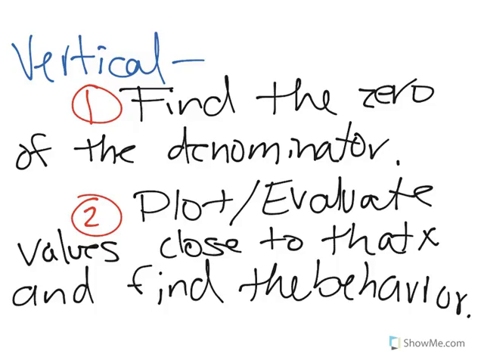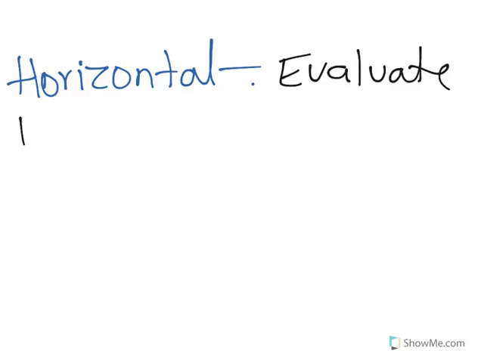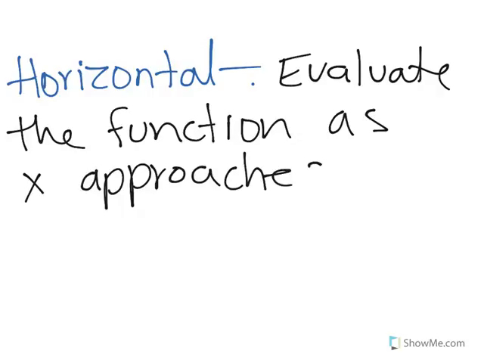So that is our rule for finding a vertical asymptote. For finding a horizontal asymptote, you just evaluate the function as x approaches infinity.